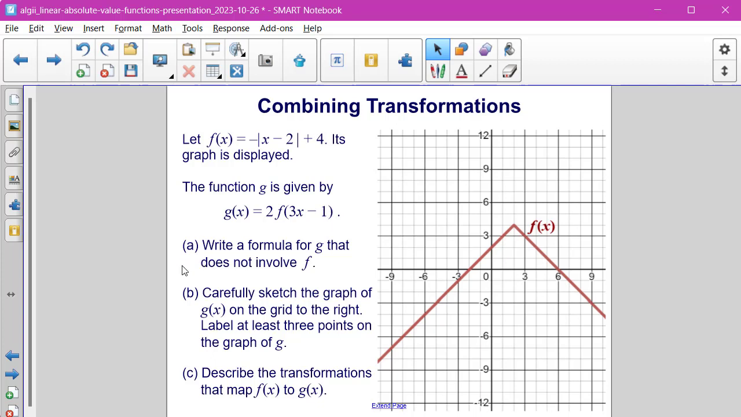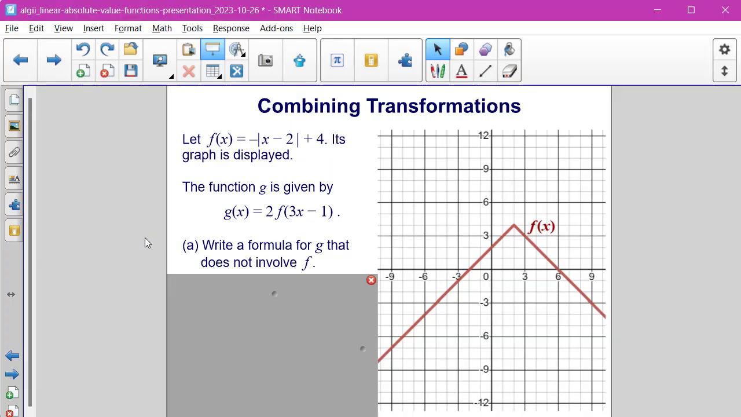First part that we are going to do is we are going to write a formula for g that does not involve f. Then we are going to carefully sketch the graph of g of x on the grid to the right and label at least 3 points on the graph of g. Finally, we are going to describe the transformations that map f of x to g of x. We're going to begin with part A, where we write a formula for g that does not involve f.